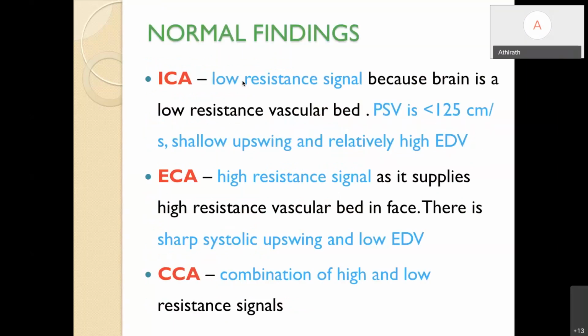Coming to the first imaging modality, that is duplex ultrasound. Before we go into the subject proper, let us know about the normal findings of a carotid Doppler. In the internal carotid artery, the Doppler will have a low resistance signal because the brain is basically a low resistance vascular bed. The PSV of a normal ICA is less than 125 centimeter per second with a shallow upswing and a relatively high end diastolic velocity. The ECA will show a high resistance signal as it supplies a high resistance vascular bed in the face, with a sharp systolic upswing and a low end diastolic velocity. The common carotid artery is a combination of both as it supplies both the ICA and the ECA.